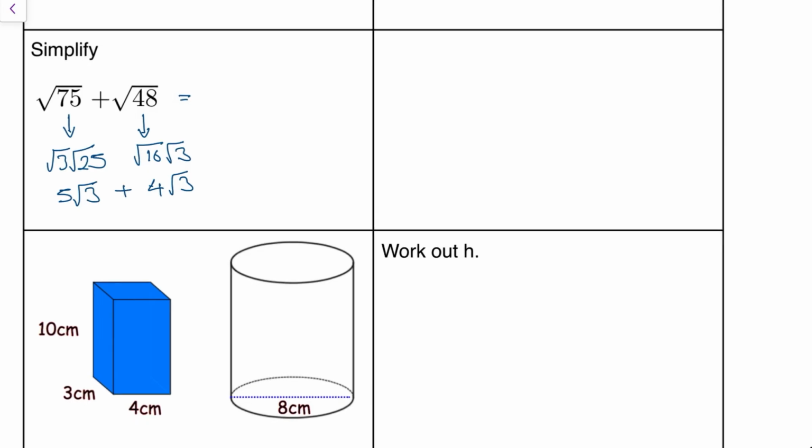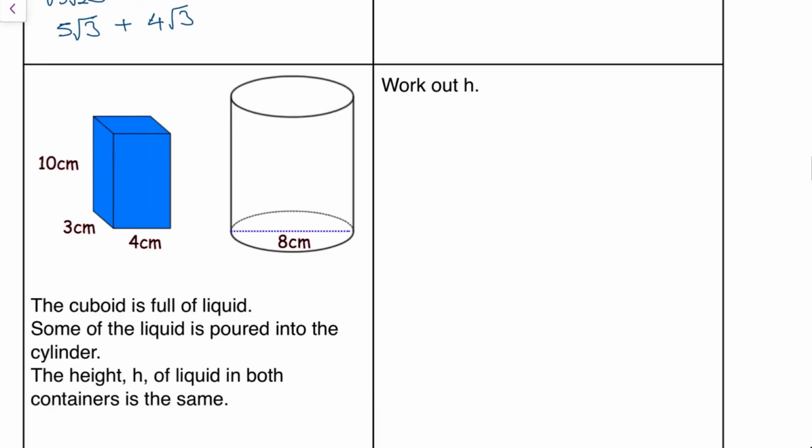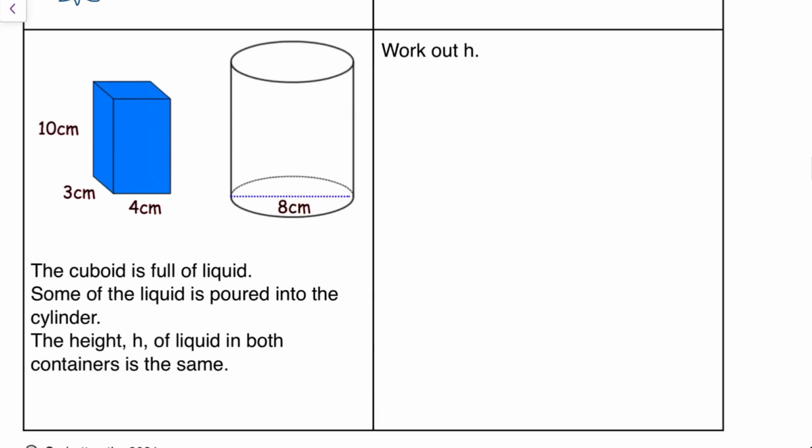So actually this is saying what's 5 root 3 plus 4 root 3? Well, 5 things plus 4 things is 9 things, and that's giving me 9 root 3. Not terrible at all. Next and final question. The cuboid. So cuboid, actually let's read the question first. The cuboid is full of liquid. Some of the liquid is poured into the cylinder. The height h of the liquid is the same in both.